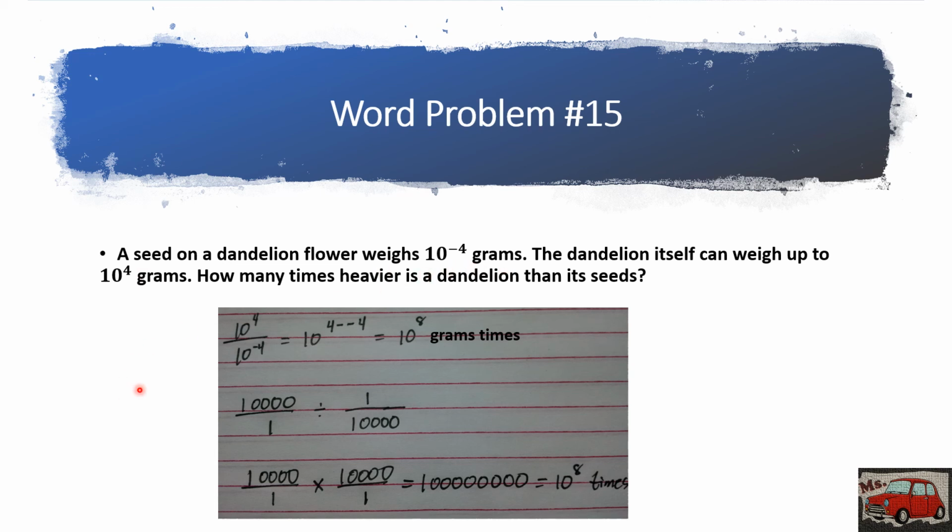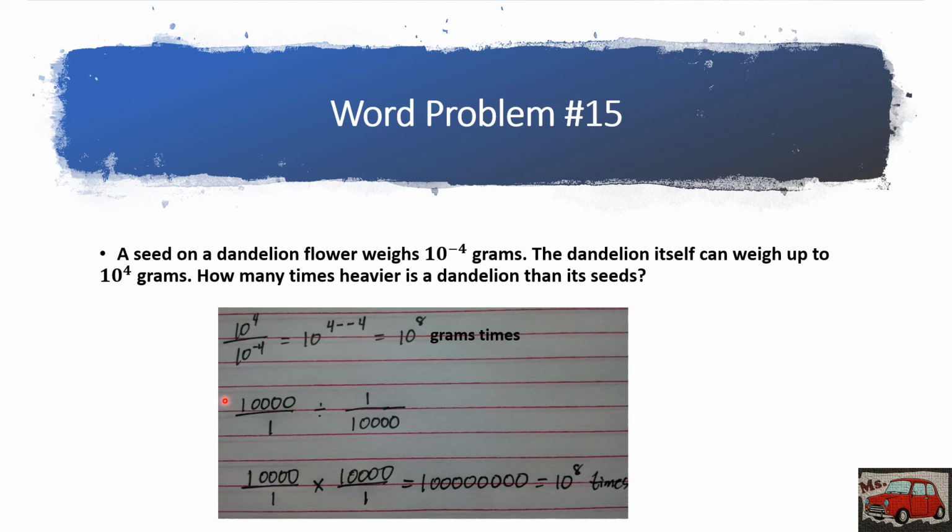So, ang gagawin natin is we will divide them. So, we have 10 raised to 4 divided by 10 raised to negative 4. Again, if we will divide number with exponent, ima-minus lang natin yung exponent nila. So, 10 raised to 4 minus negative 4, and the answer to this is 8. So, 10 raised to 8 grams times na mabigat yung dandelion kaysa dun sa seed niya.